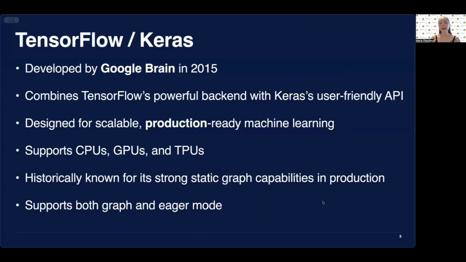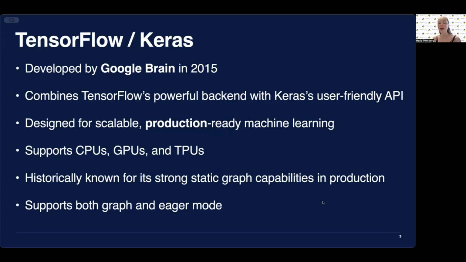Let us start with TensorFlow and Keras, the framework duo that really defined deep learning at scale. TensorFlow was created by Google Brain, and it became the standard for building production-grade AI systems. It's powerful, scalable, and built to handle everything from research to deployment. On top of it sits Keras, which acts as the friendly face of TensorFlow, a high-level API that lets you build and train models with just a few lines of code.